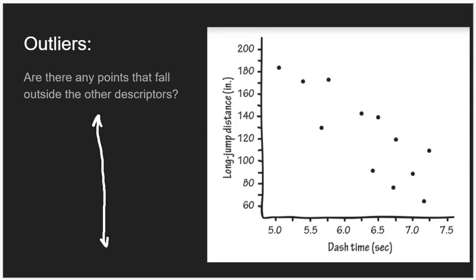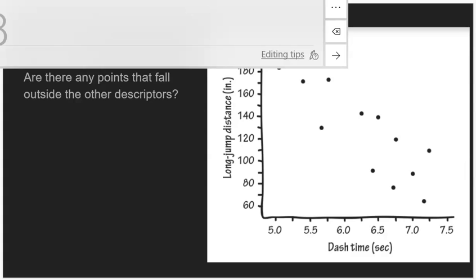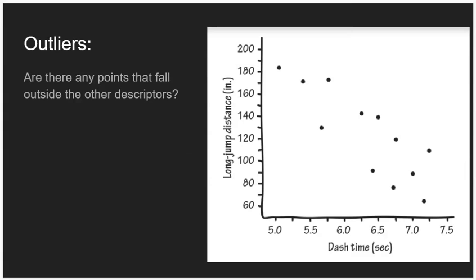All right, and last but not least, we have the outliers. Just like in the other topics we talked about outliers with, we're just looking for points that fall way outside all these other descriptors. In our example here, we don't have any because if you draw a nice straight line cutting through it, most of the dots are pretty close, or at least the same distance away as the other dots on the other side. So there aren't any outliers in this one.